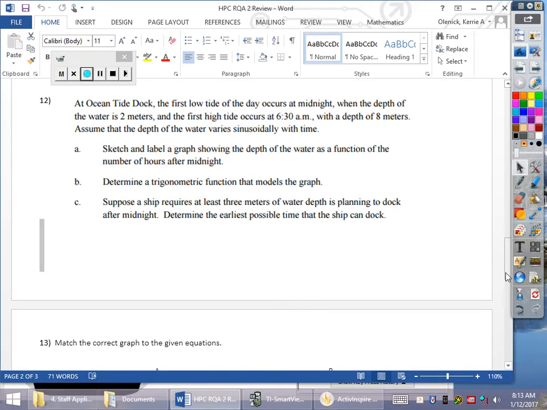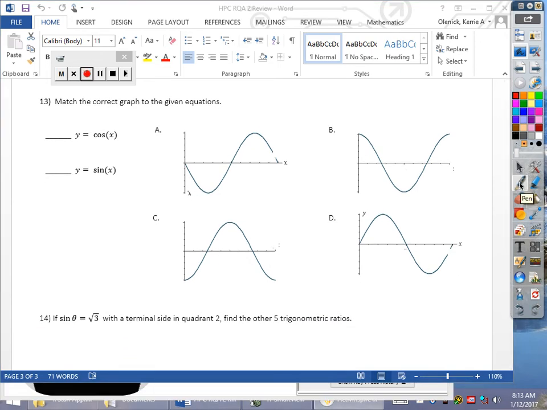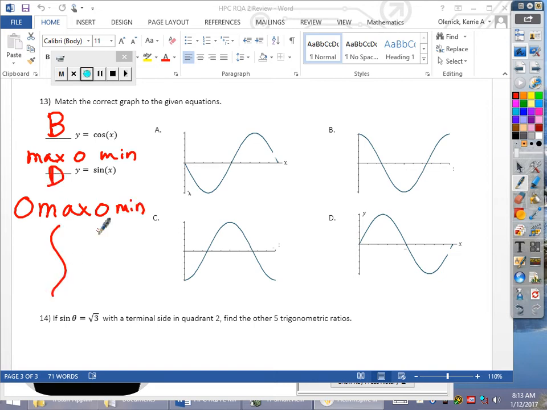And we're on the last two problems. Okay, so tell me everything. What do you know about the cosine pattern? Max, 0, min. Okay, which one of these graphs started at a max? Only B. Beautiful. And what is the graph for sine? 0, max, 0, min. Okay, so which one is that? It is D.